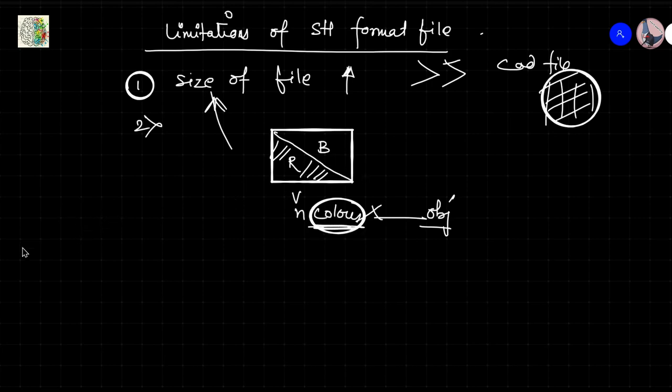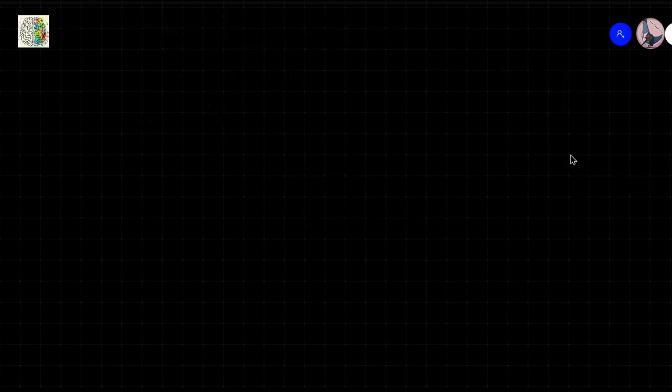So if you want to make a Rubik's cube, you must know there are six sides and six different colors, and if you want to print that, then your .obj format will be very good instead of your STL format. Now, if this is the limitation of STL, then what is the advantage of STL? Can we entirely eliminate this STL format?